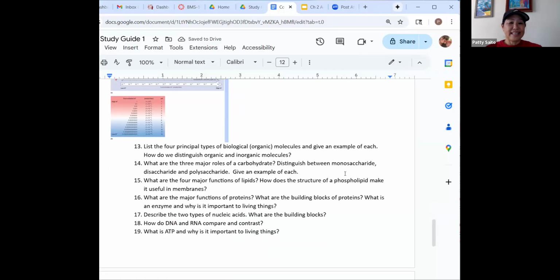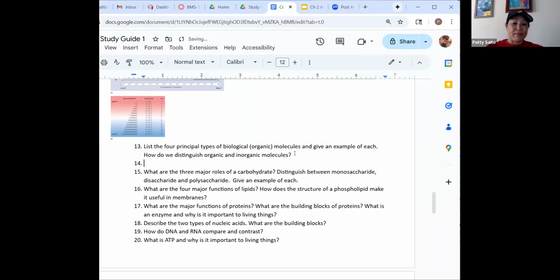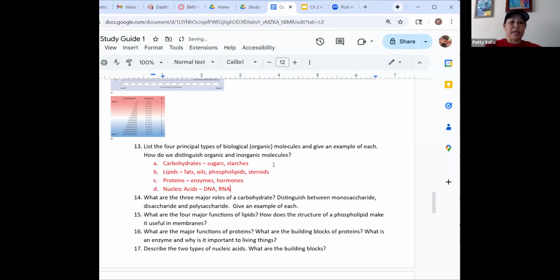Let's move on to the next one. Now we're going to start looking at some molecules. So we're building now. We have atoms, we have ions, and now let's put them together to form some important molecules. I call these biological or organic molecules. The term organic in chemistry just means carbon containing. Biological refers to being part of living things. So carbohydrates, lipids, proteins, and nucleic acids are all types of organic molecules.